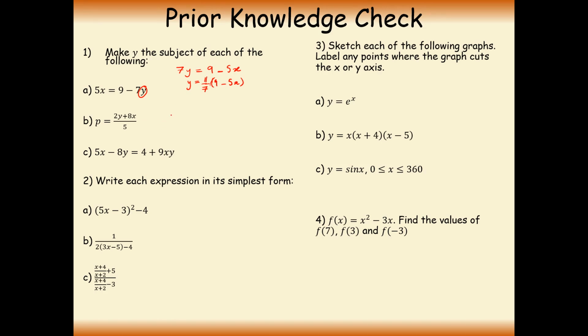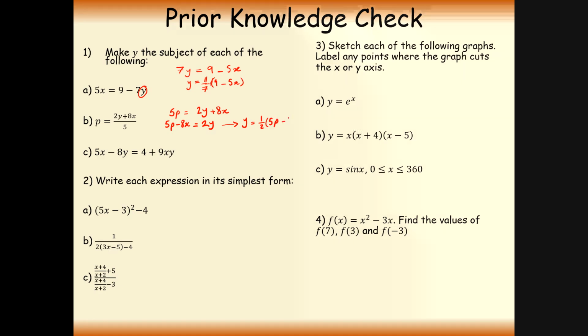First, I would multiply by 5, so I would get this expression. Then I would subtract 8x, y on the right, then I would have 5p take away 8x. Last step would be divide by 2, so y would be half multiplied by 5p minus 8x.